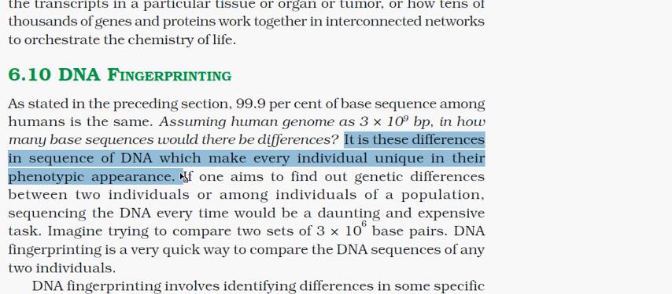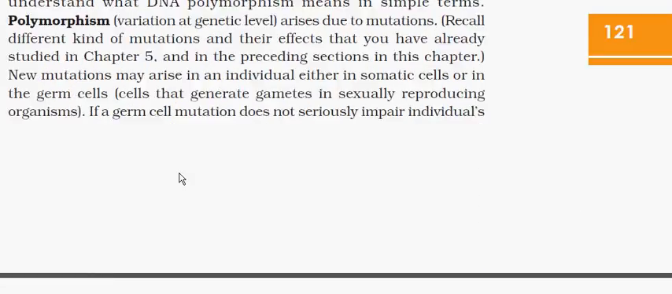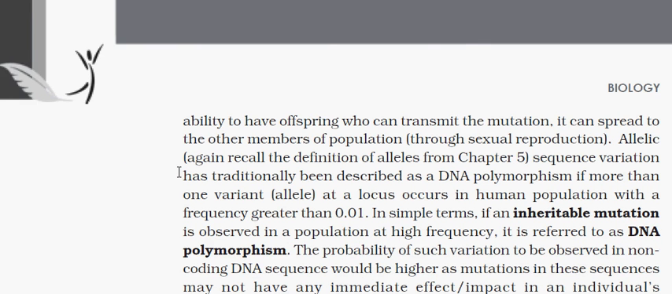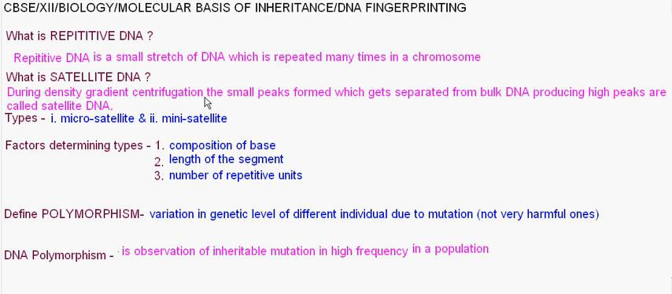Now, what is DNA polymorphism? It is the observation of inheritable mutation in high frequency in a population. I repeat, DNA polymorphism is the observation of inheritable mutation in high frequency in a population.